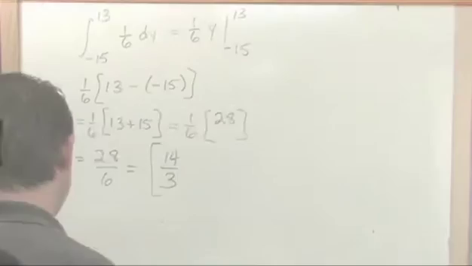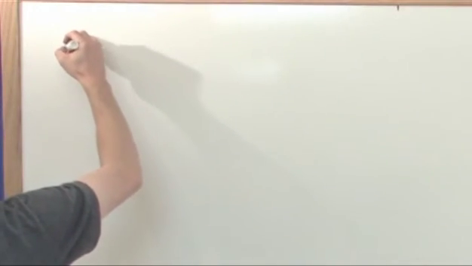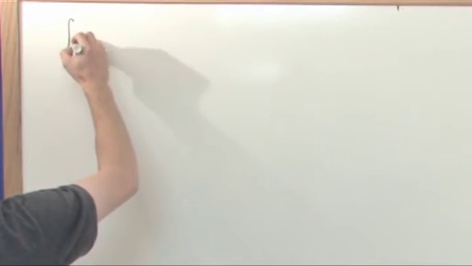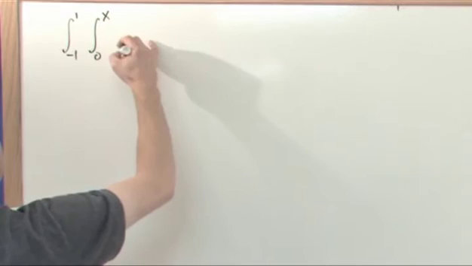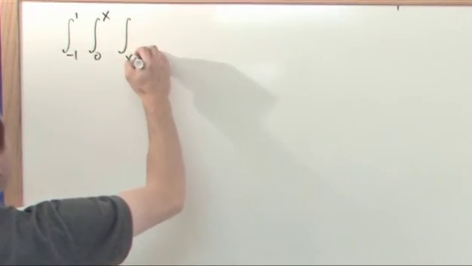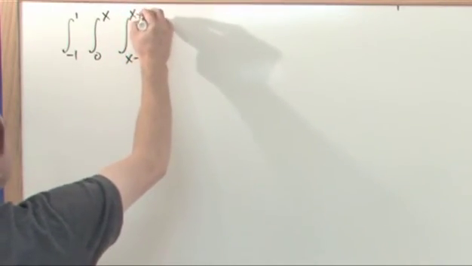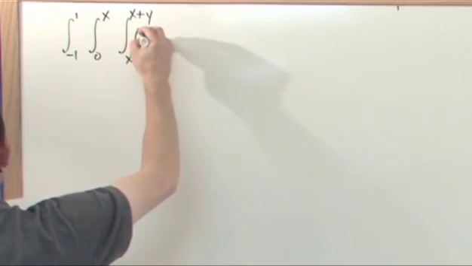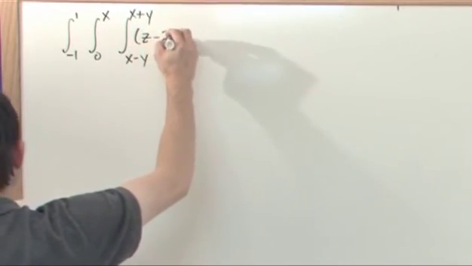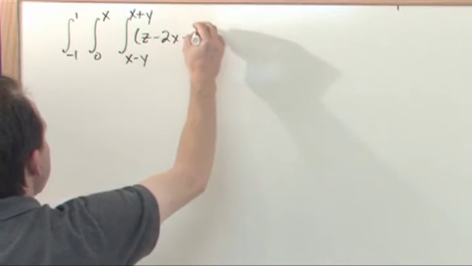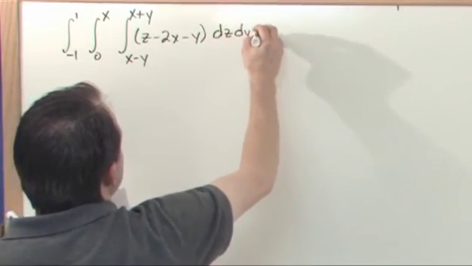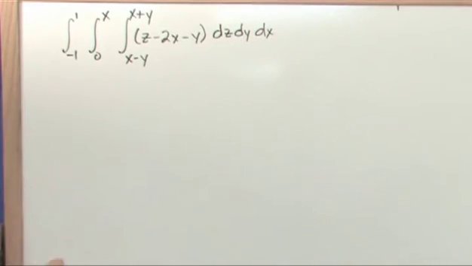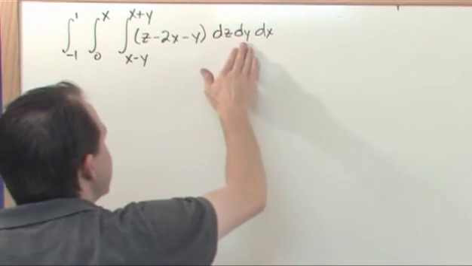So, okay, the next problem is integration from -1 to 1, 0 to x, x minus y up to x plus y. The function itself is z minus 2x minus y. And we, of course, integrate dz, and then dy, and then dx. So it looks more complicated, but it's exactly done the same way. Integrate along z first, then y, and then x.